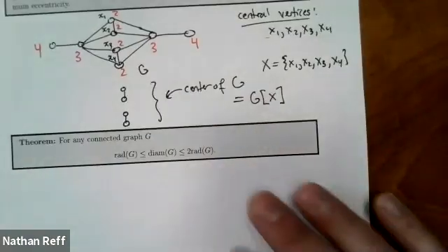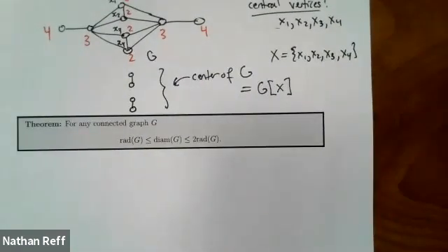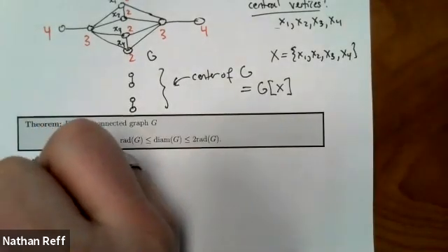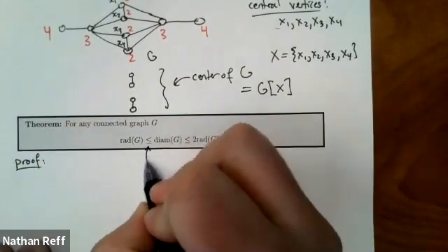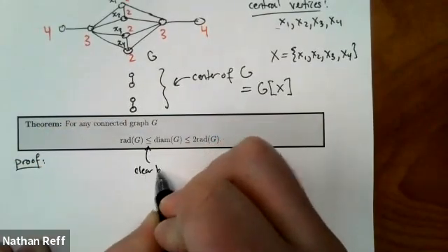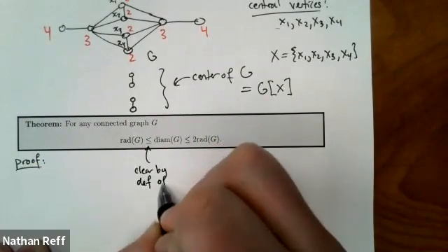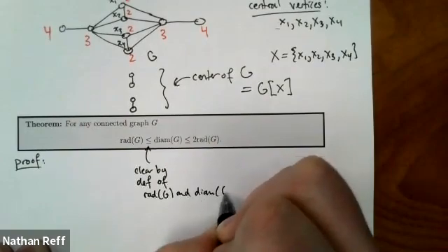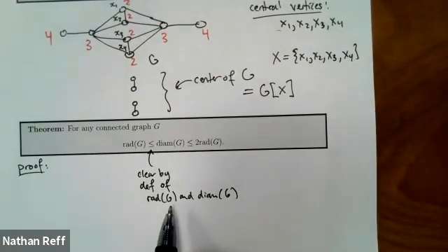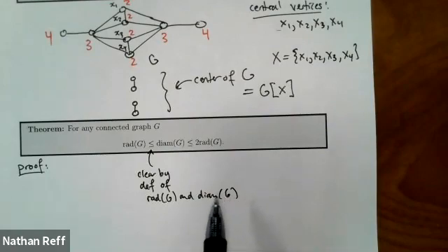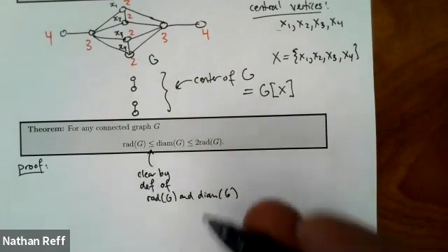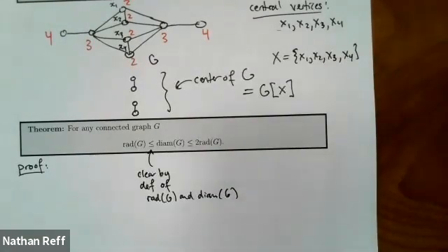So it's close to that result, but it's similar to that relationship. Now, one of these inequalities is very easy to prove because it is clear by the definition of radius and diameter. Why is that? Well, the radius is the minimum eccentricity, and the diameter is the maximum eccentricity. So surely the minimum eccentricity needs to be less than or equal to the maximum. They could be equal, so that's why you have to have less than or equal to there.